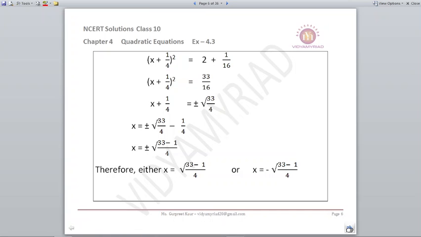So now I can rewrite it. It becomes x is equal to plus minus root 33 upon 4 minus 1 upon 4, which becomes x is either root 33 minus 1 upon 4 or minus root 33 minus 1 upon 4. This is how we are going to find the values of x.